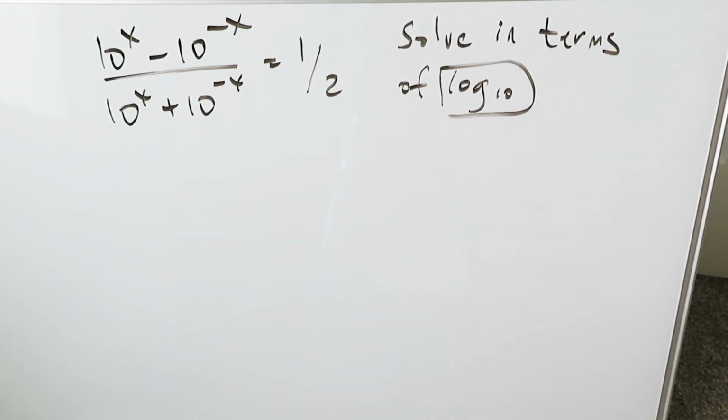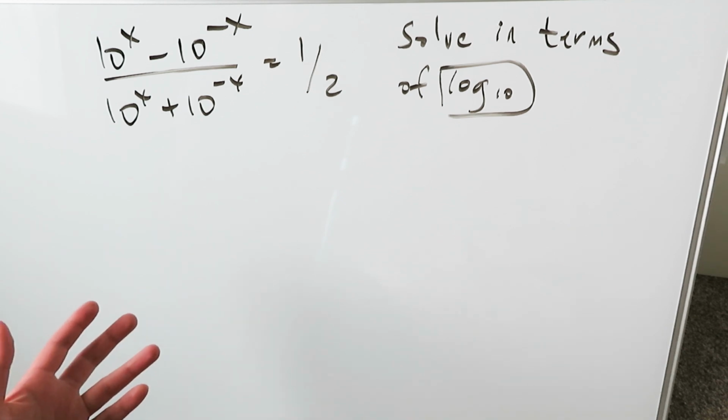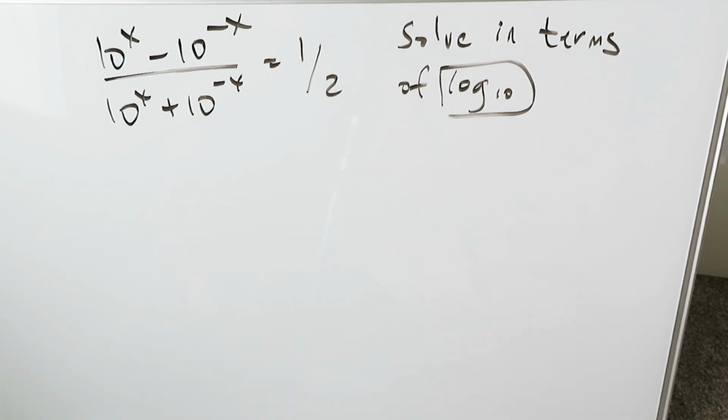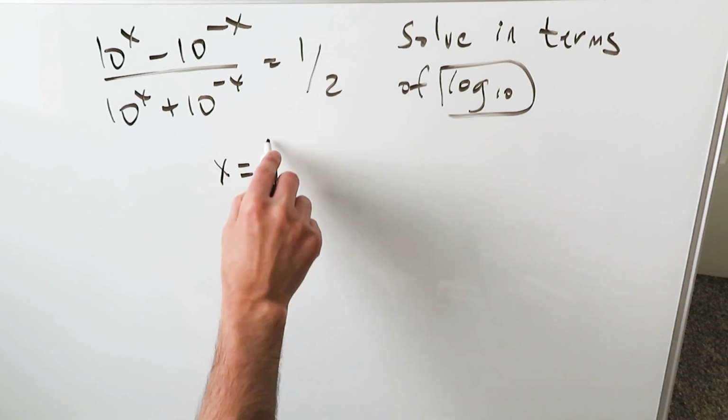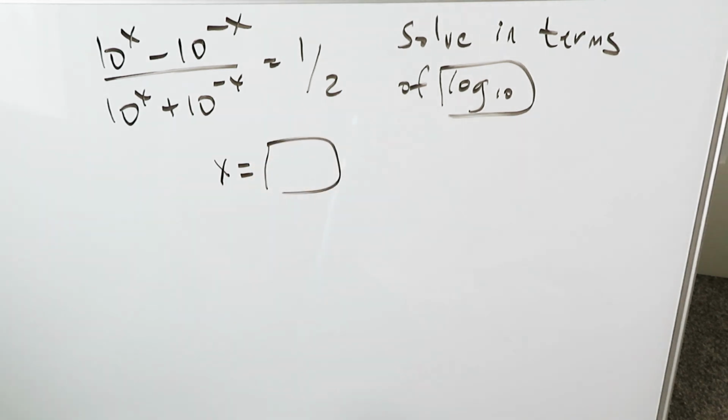We have this expression: (10^x − 10^(−x)) divided by the denominator expression (10^x + 10^(−x)), all of that equaling 1/2. We have to solve everything that you see here in terms of log base 10. How do we go about doing that? Your end result here should be a certain answer. x is equal to something, and that something should be in terms of log base 10.